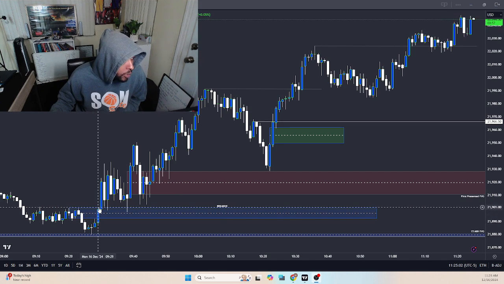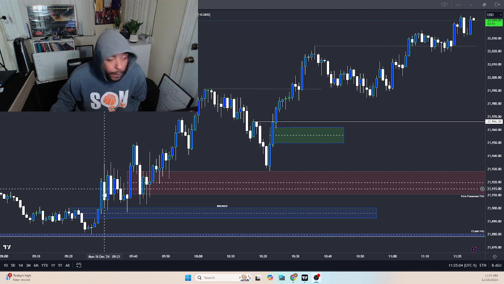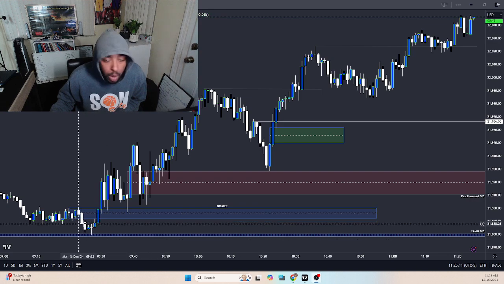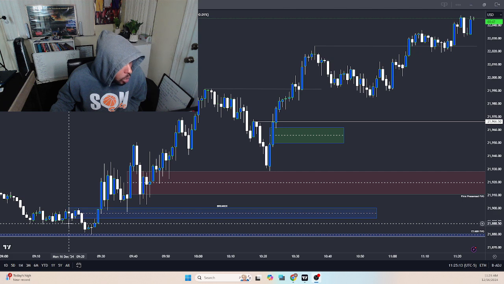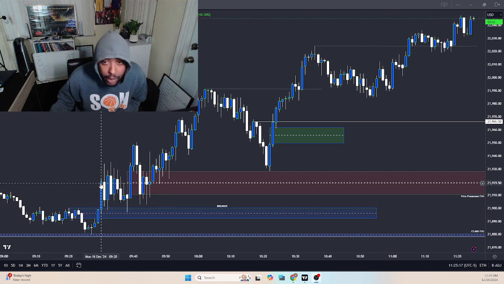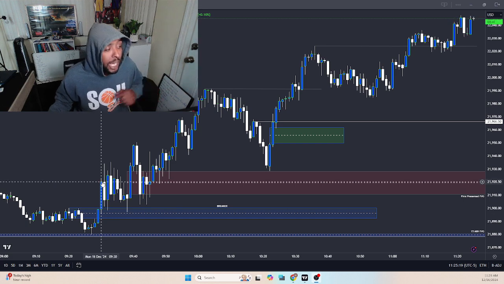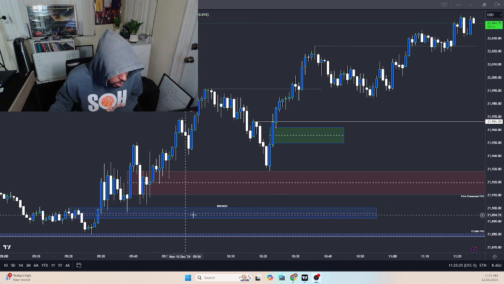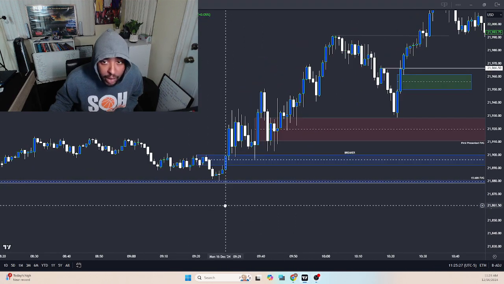9:30, what are we looking for? The 9:30 candle is right here. Before 9:30 happens, what do we have? We have a breaker. We all know a breaker is a low, high, lower low, higher high. That was the first thing I drew out, and this is a fair value gap right here.